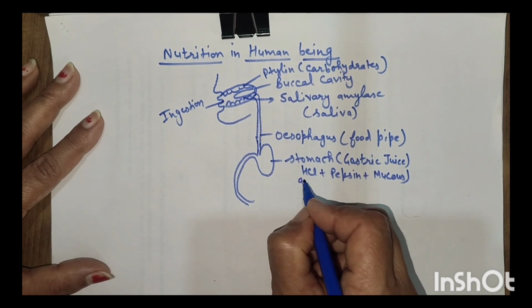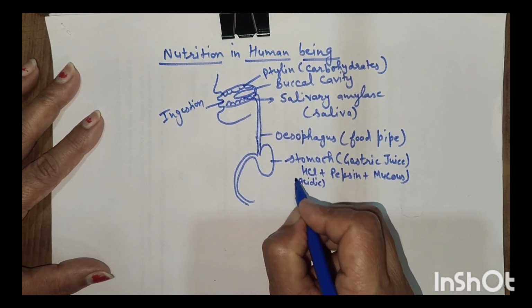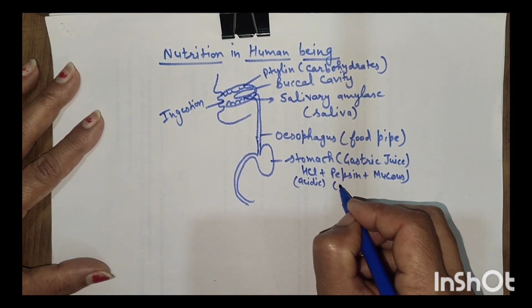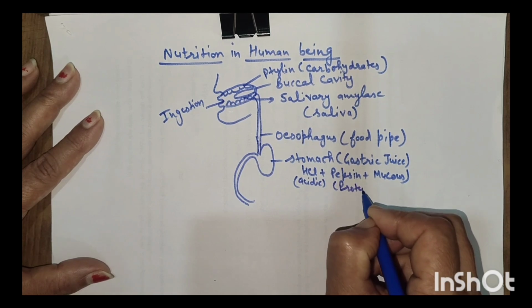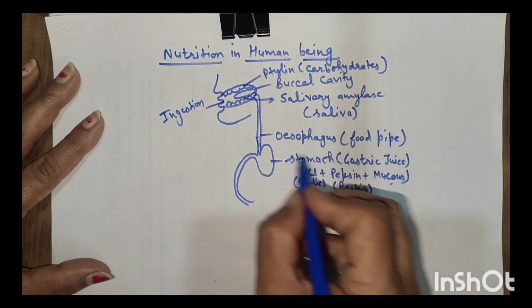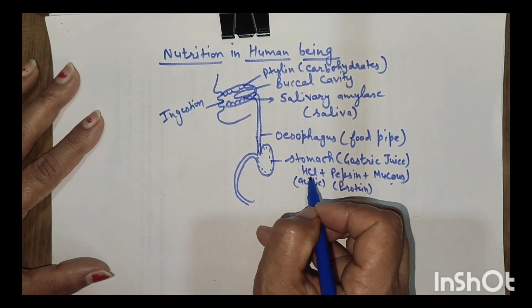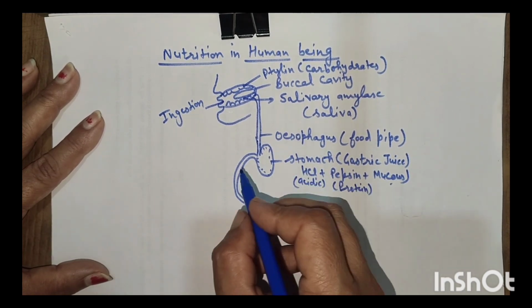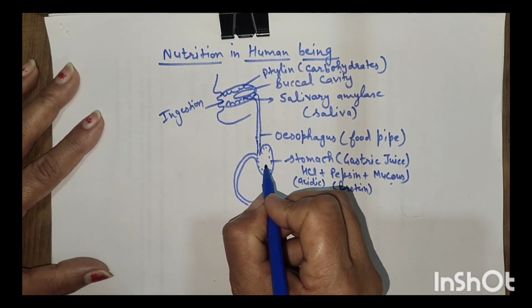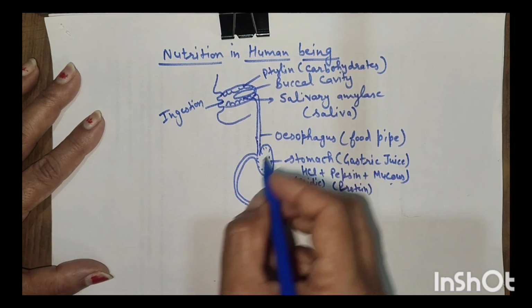HCl makes the medium of the food acidic, and pepsin helps in the digestion of the protein, and mucus protects the inner wall of the stomach from the action of the acid. Now here the food is partially digested.